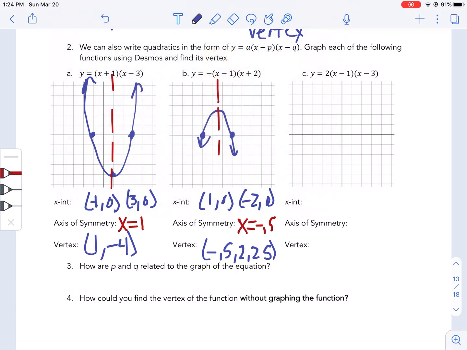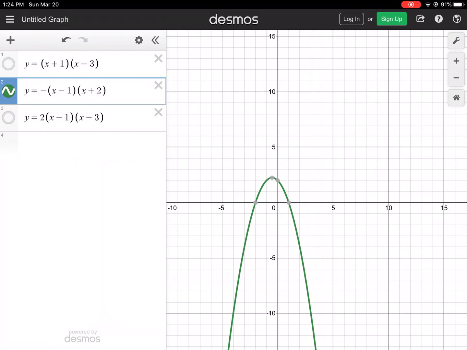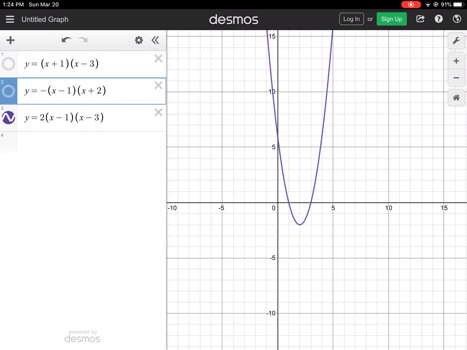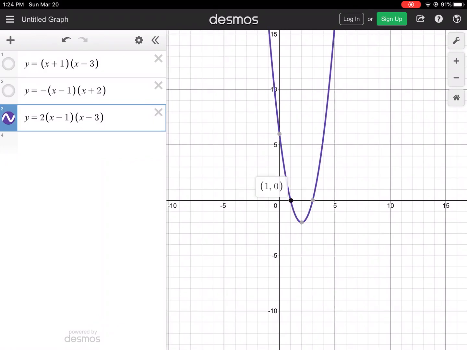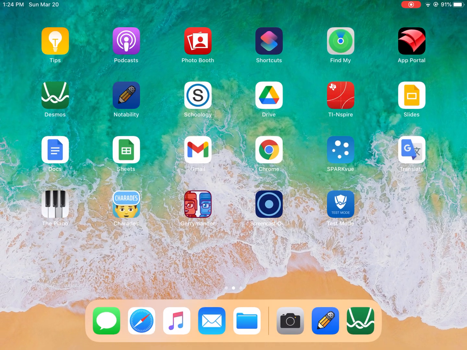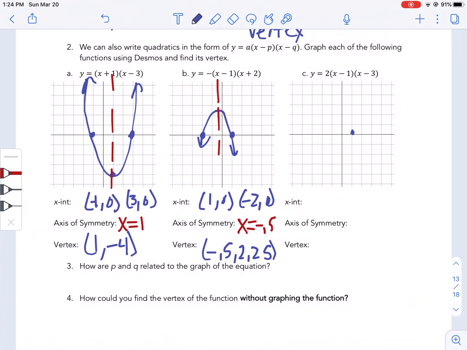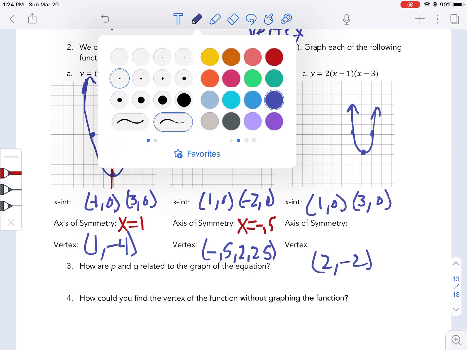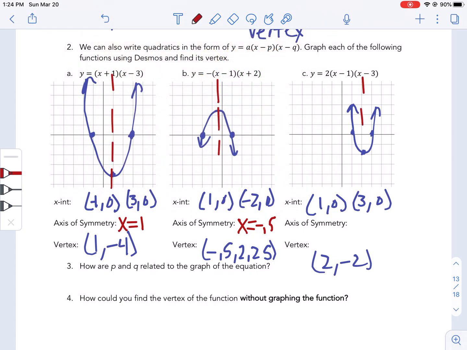And then our last one here, 1, 3, 2, -2. So our intercepts (1, 0), (3, 0). Our vertex (2, -2). And then that axis of symmetry going right down the middle would be at x = 2.